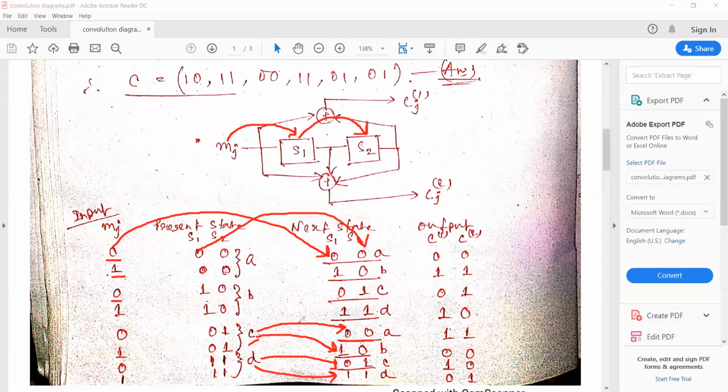So when C is converted to A, the condition is the message is 0 and the output is 1 1. When C is converted to B, the message is 1 and the output is 0 0. Likewise, when D is converted to C, the message is 0 and the output is 1 0. When D is converted to D again, that means we are using the self loop, when the input is 1 and the output is 0.